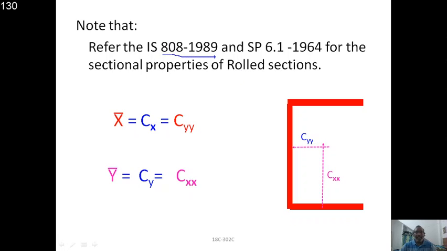In IS 808 and SP 6.1 codes, the entire rolled steel sections of I section, channel section, angle sections, flat bars, square rods and different standard sections have been categorized, with their areas, flange widths, web thicknesses and total depth. In addition, their centroids are also mentioned in that IS code. Hence, if in a problem somebody says ISMC like that, then you can refer to IS 808 and SP 6.1 to get their properties to solve the given question.